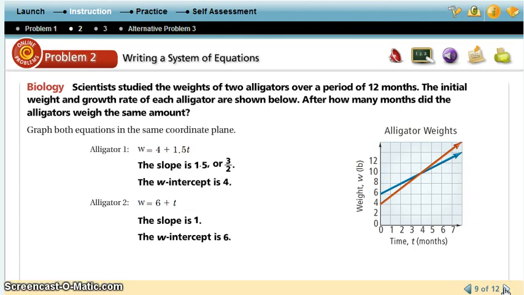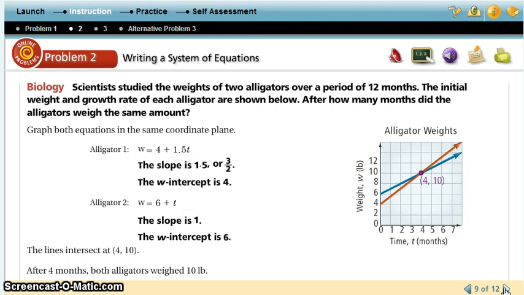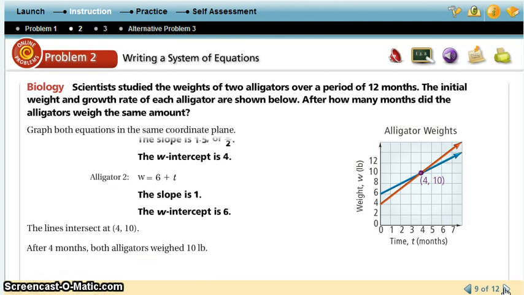Find the point of intersection. The lines intersect at the point 4, 10. This means that after 4 months, both alligators weighed 10 pounds.